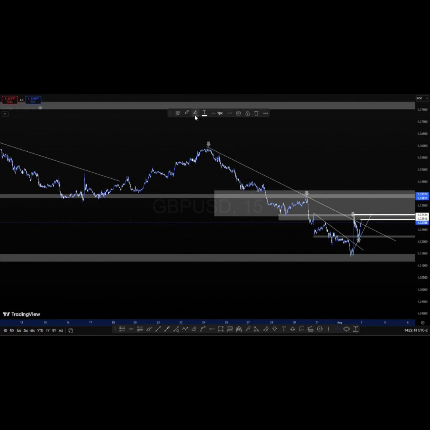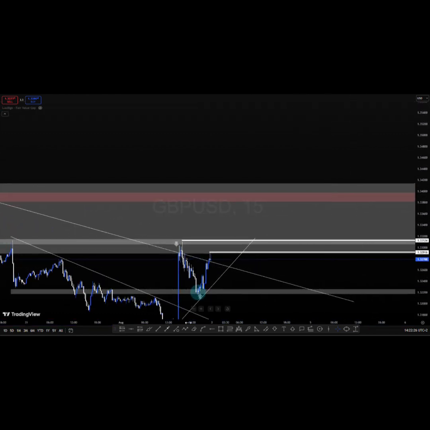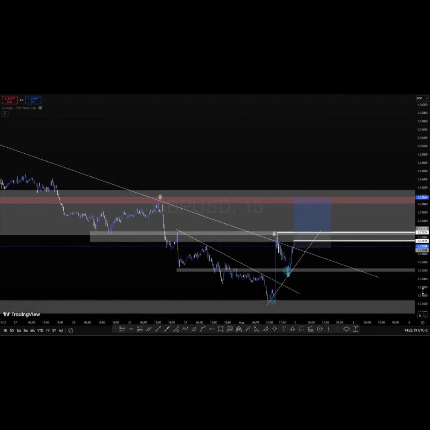Let me make it red. This is the only level that I'm talking about, the red level. And if I'm willing to put my entry, it will simply look like this. This is going to be my entry here. Maybe my stop loss is going to be here. Then my TP is going to be here. This is more like a low risk trade with a high probability of working out, but it will only take time and for you to be patient with it.